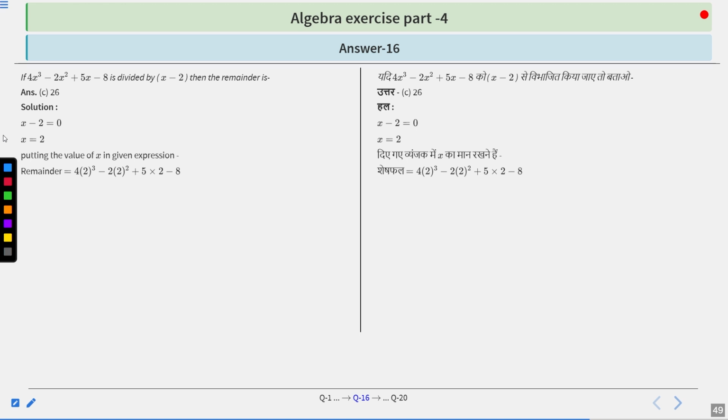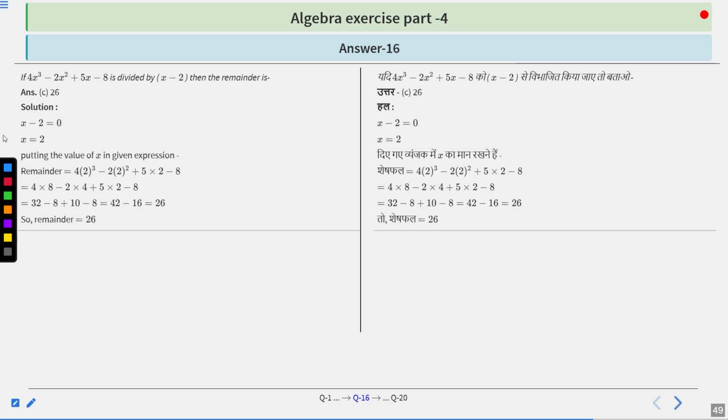So 4 into 2 cubed minus 2 into x squared becomes 2 squared, plus 5 into x is 5 into 2, minus 8. 4 into 2 cubed is 8, minus 2 into 2 squared is 4, plus 5 into 2, minus 8. 8 into 4 is 32, minus 4 into 2 is 8, plus 5 into 2 is 10, minus 8. 32 plus 10 is 42, minus 8 minus 8 is minus 16. So 42 minus 16 is 26. Therefore, we can say the remainder is equal to 26. Option number C is the correct answer.